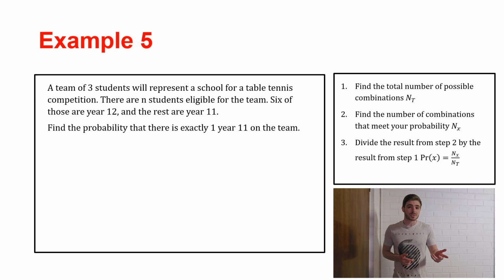A team of 3 students is to be selected for a table tennis competition. There are n eligible students, 6 of which are year 12 and the remainder of which are year 11. Find the probability that only one year 11 is selected for the team.